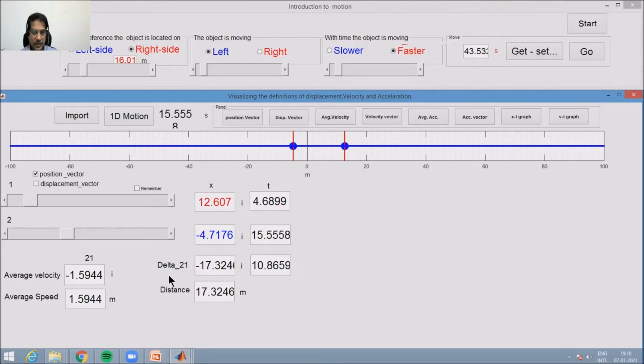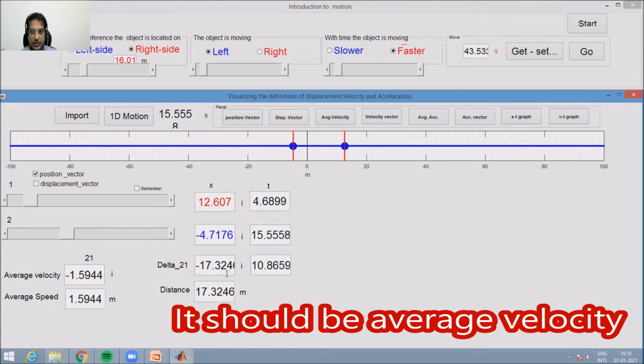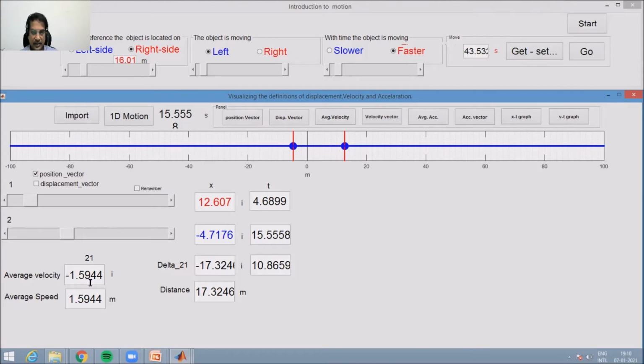And average velocity would be minus 17.32 divided by 10.86 seconds. So it turns out to be minus 1.59 meter per second. So we can see the sign is negative for both displacement as well as average velocity. For object moving towards right, the average velocity would be positive, and for object moving towards the left, the average velocity would be negative. Let us put the velocity vector.